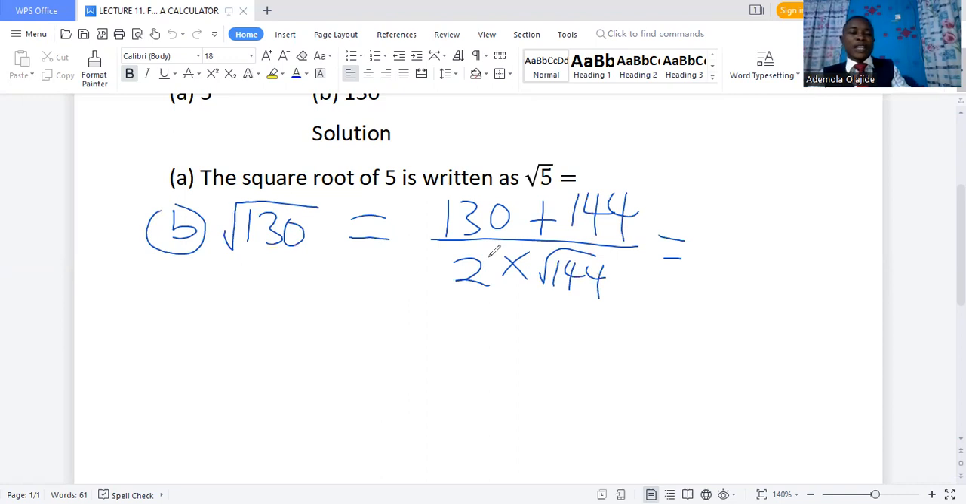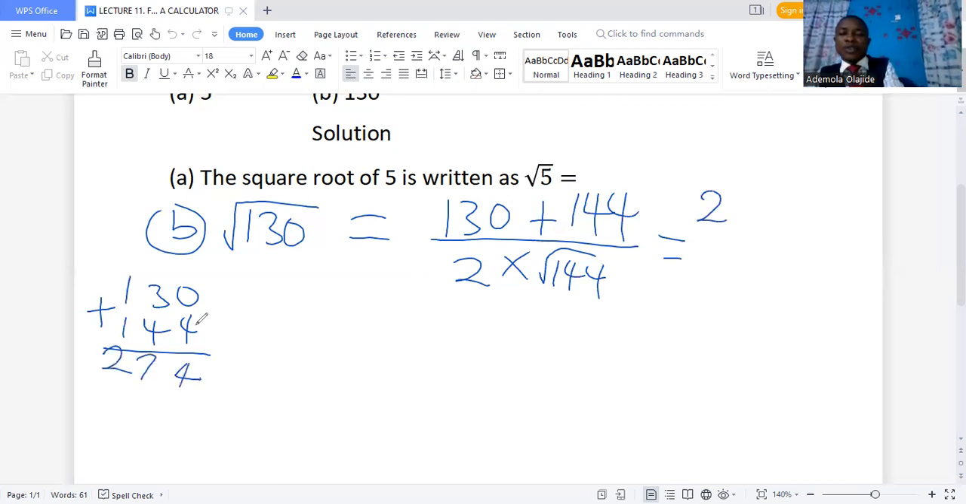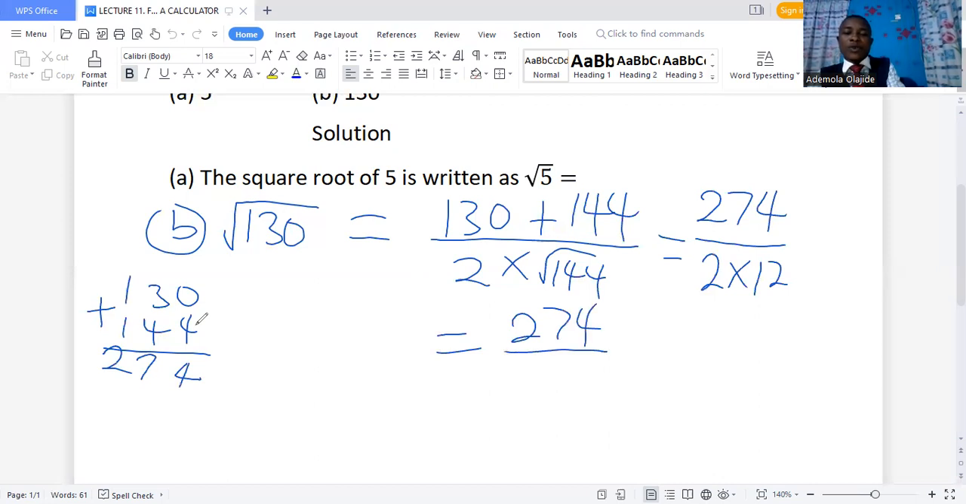And this will give us, let us add 130 plus 144. So 4 plus 0 is 4, then 7, then 2. That will give us 274 over 2 times the square root of 144, which is 12. We will now have 274 over 24, since 2 times 12 is 24. So we can reduce this fraction conveniently.